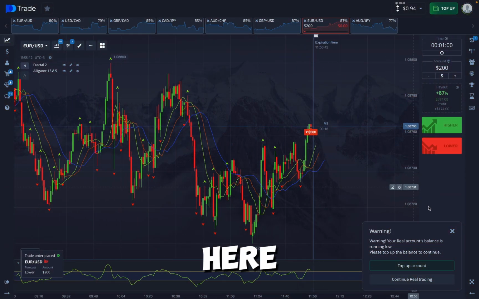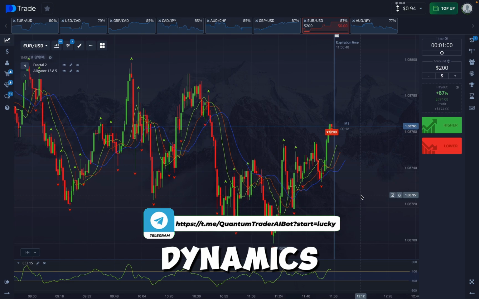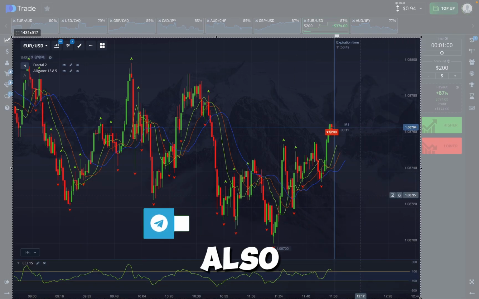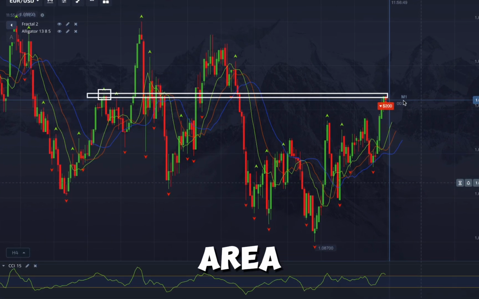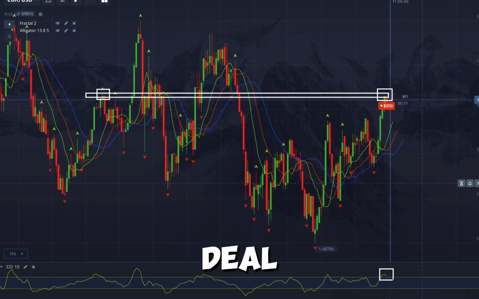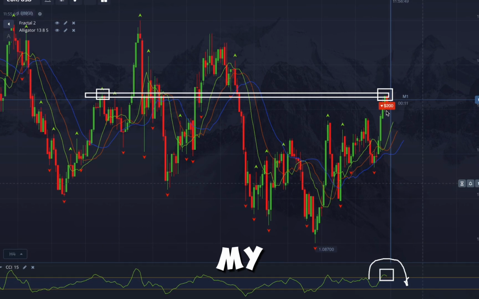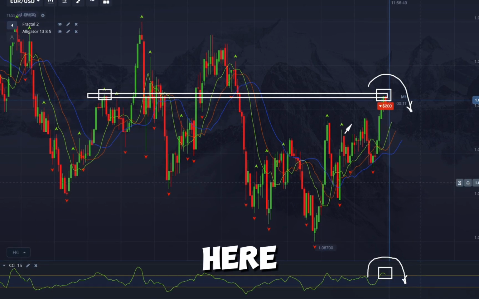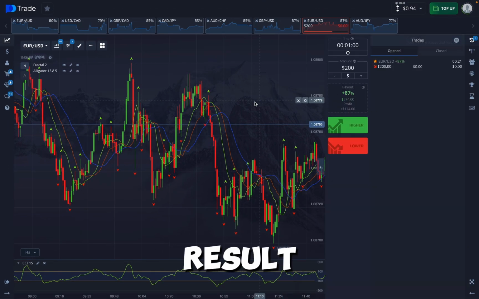And right here, why not open a trade against the direction of the downtrend dynamics? I have a relatively good touch point. In general, also the moving line on the oscillator I have in the overbought area. I open a deal against the direction of the moving lines of the alligator. According to my logic, I think that a small pullback should be present here. There should also be an update of the local maximum. Let's see the result of this trade.